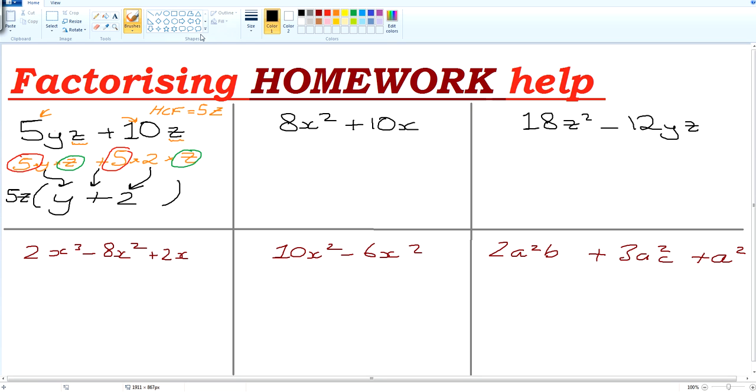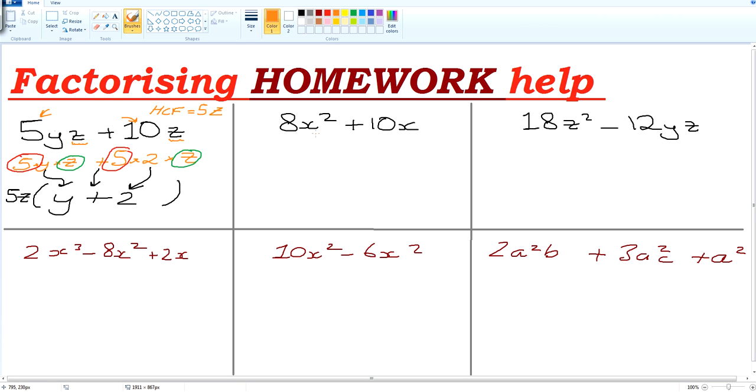Okay. Now, how do we know that we factorized the question properly? We can multiply it out. So 5z times y is 5yz and 5z times plus 2 is 10z. Also, the way we check that we factorized it properly, we look inside the brackets. Can we factorize what's inside the brackets again? And the answer is no. If we can factorize again, then we've done a partial factorization. Then we haven't finished. You've got to do it again. Okay? That's what's happening on the homework. Partial factorization is happening. So let's look at the next one.